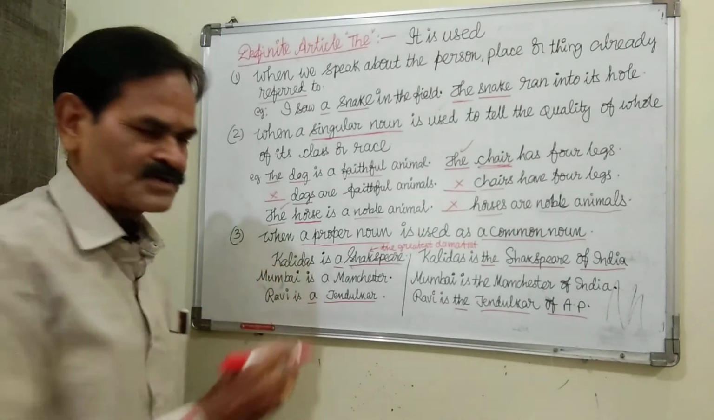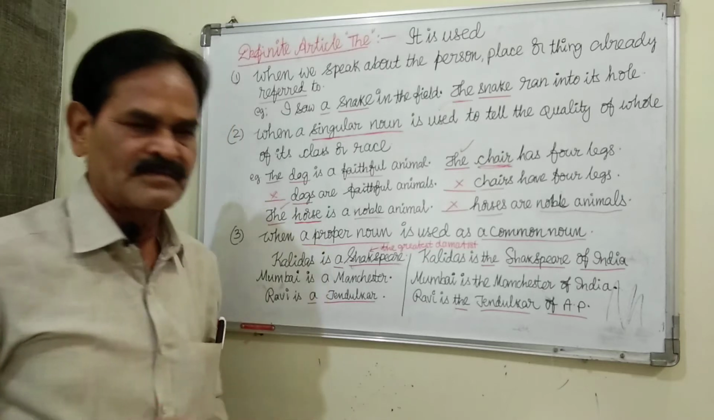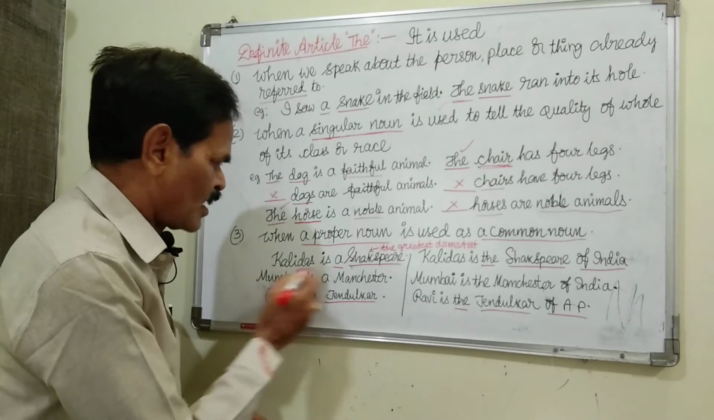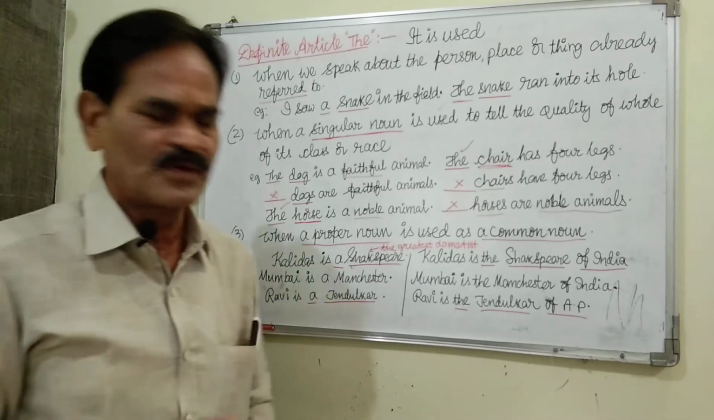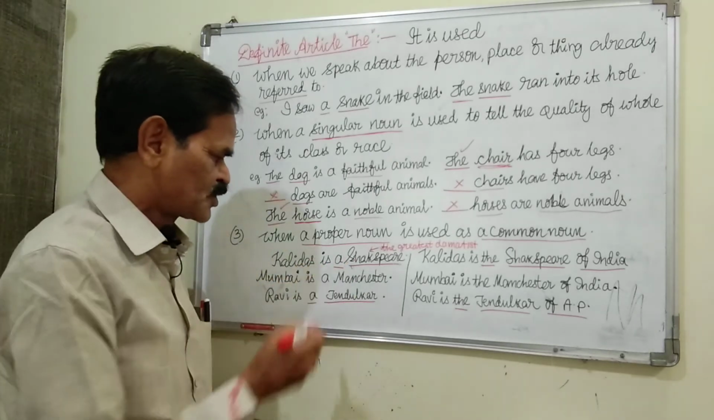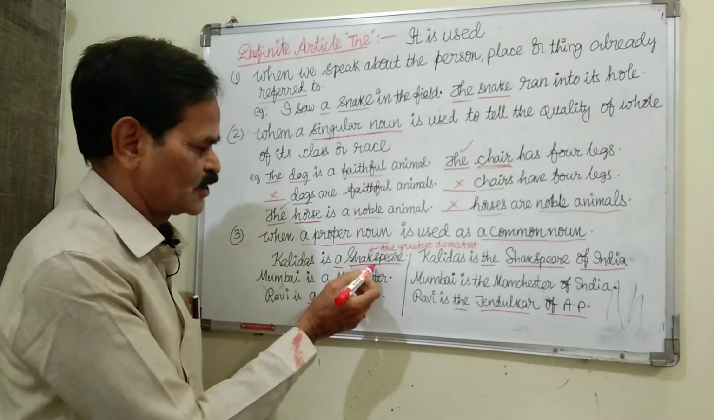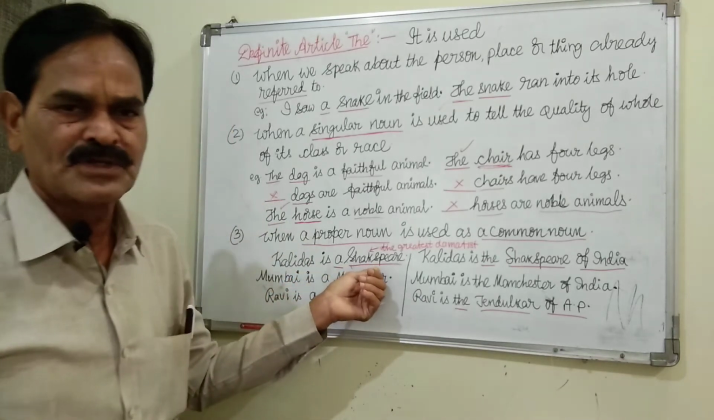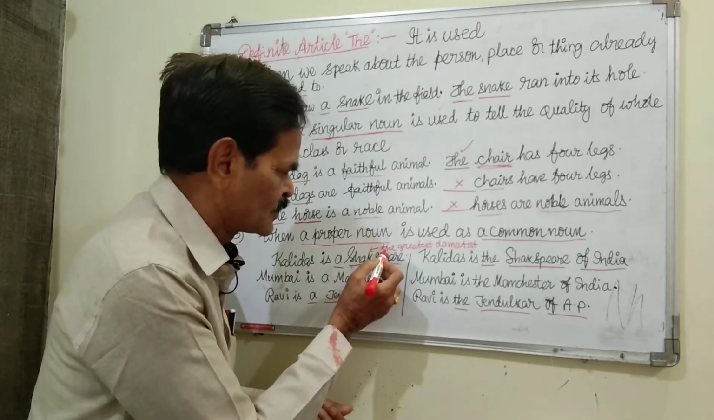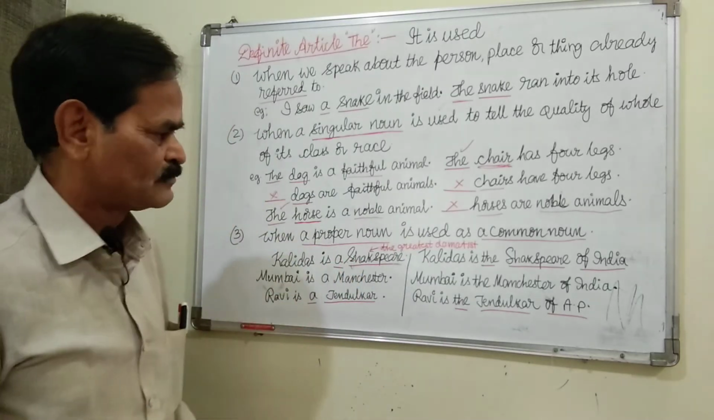Suppose Kalidas is the greatest dramatist in Sanskrit and Shakespeare is the greatest dramatist in English. So when we compare Kalidas with Shakespeare, then we can use an article before it. Kalidas is a Shakespeare. Here Shakespeare is not used as a proper noun, but in the meaning of the greatest dramatist. So before that we use a.